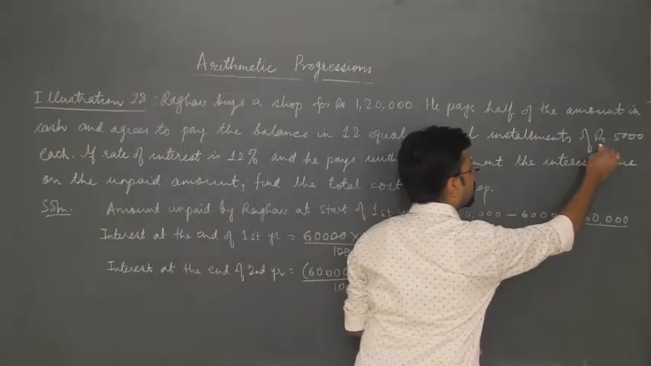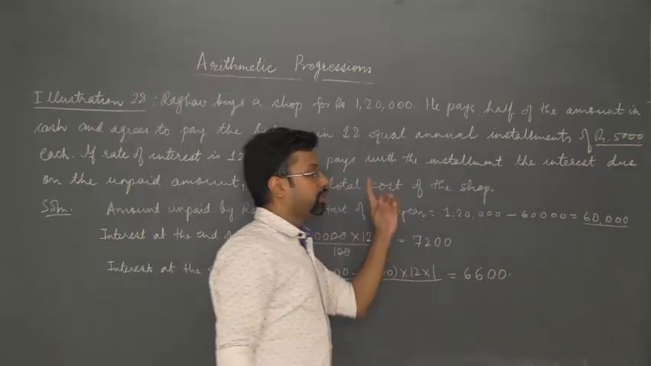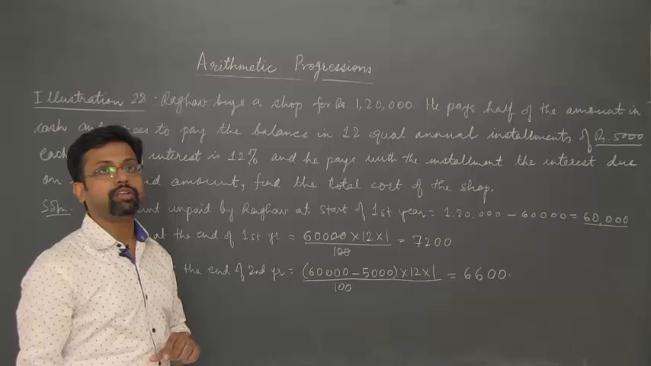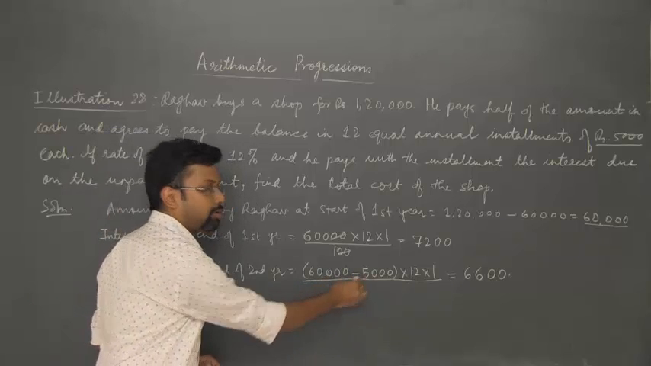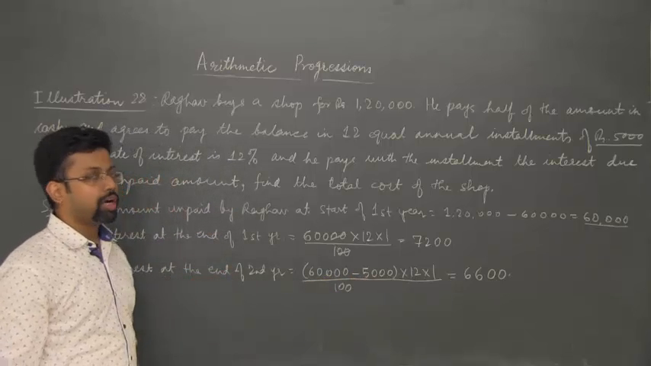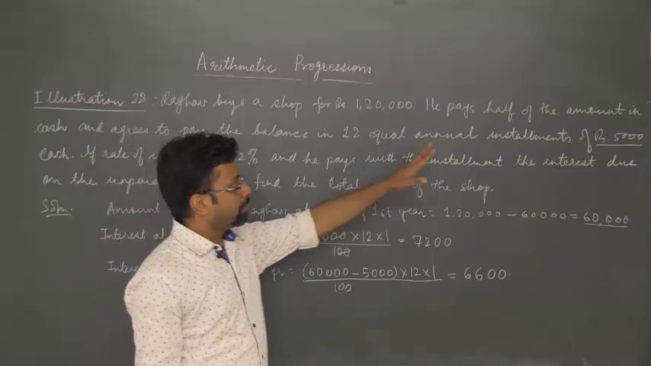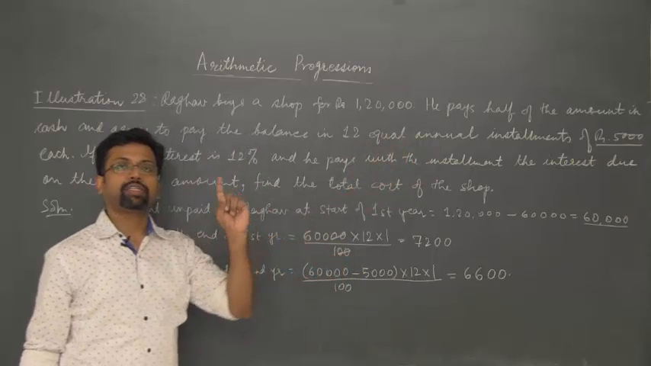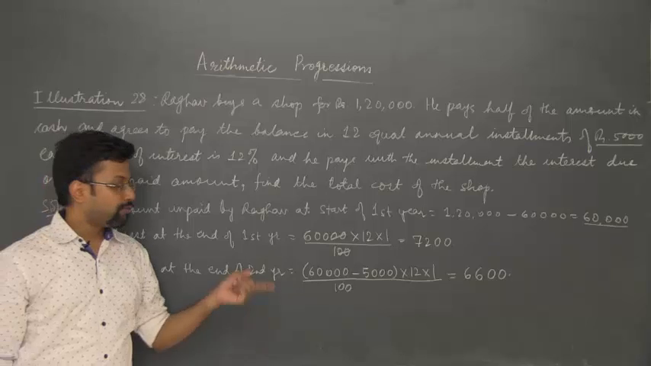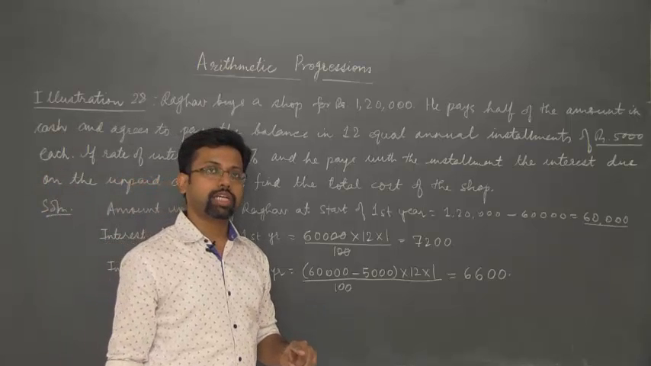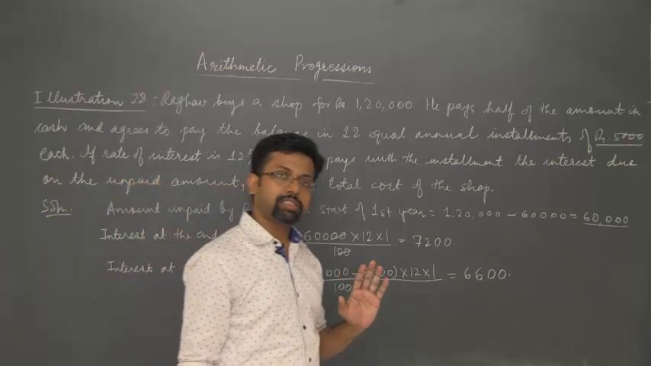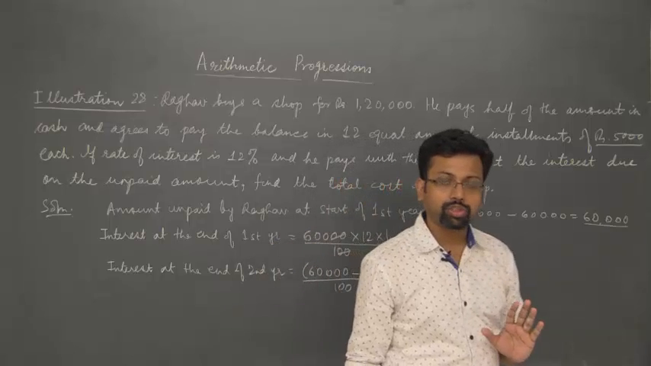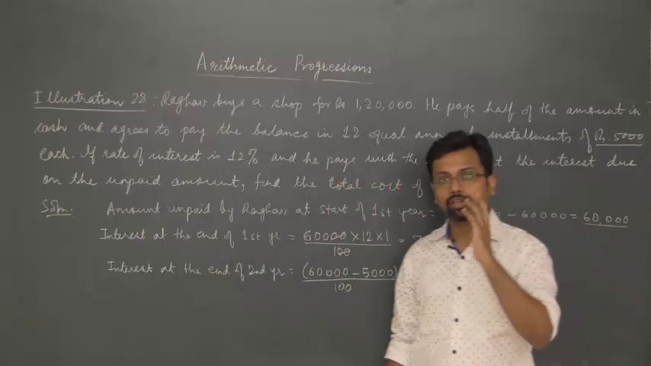This amount he has to pay. In addition to that, he also has to pay the interest on the unpaid amount. So at the end of the 2 years, how much money did he pay out of the balance 60,000? He paid 5,000 at the end of the first year, 5,000 rupees at the end of the second year. So out of the balance 60,000 that he had to pay for the shop, he paid 10,000 rupees.